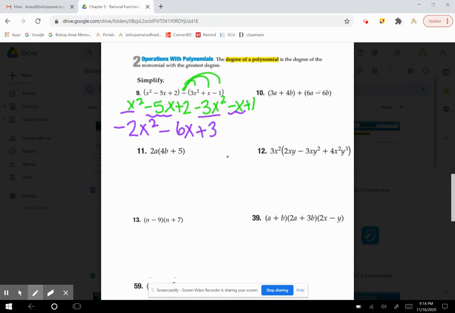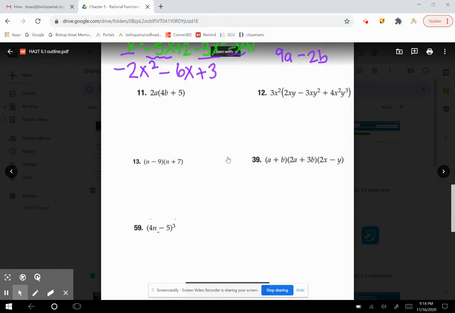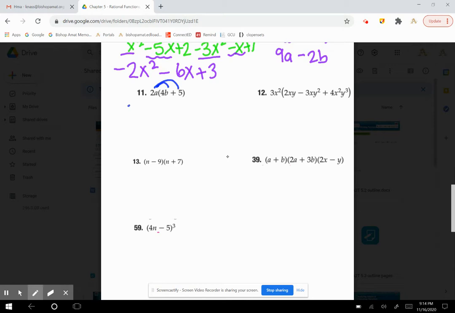Number 10, again, collecting like terms, there's nothing to distribute here, so you're going to bring the a's together, 9a, bring the b's together, minus 2b. Let's keep going. Number 11, we just distribute the 2a to each of them, so it gets you 2 times 4 is 8. Now, you always try to keep these in alphabetical order, ab plus 10a.